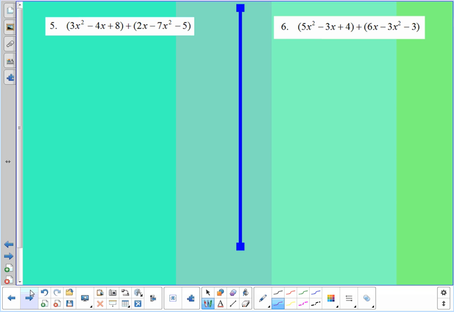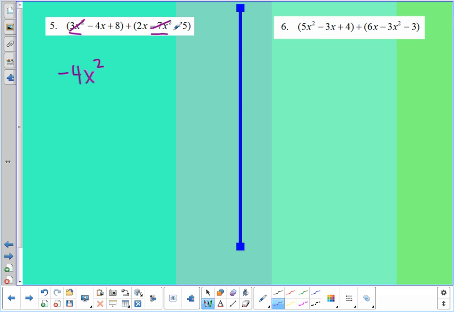So on the back, I'm looking at 3x squared minus 4x plus 8 and 2x minus 7x squared minus 5. Now I will do this first one horizontally. I'm just going to look for the like terms that I have. So I have 3x squared and negative 7x squared. 3 minus 7 is negative 4. So negative 4x squared. I'm done with those.